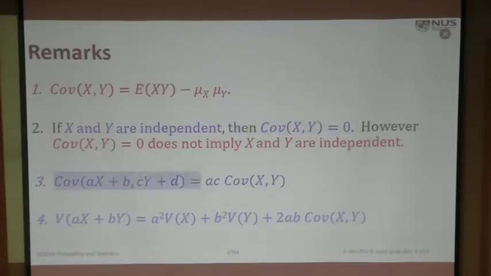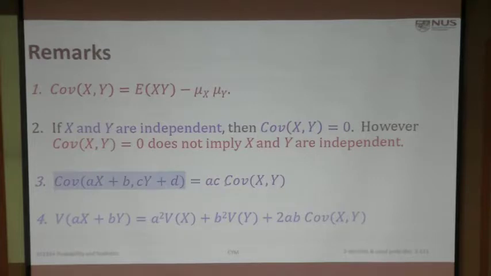The covariance, so if you take a linear combination, this is interesting. You take the covariance of aX + b and cY + d, where a, b, c, and d are constants. So I take the covariance of linearly transformed random variables X and Y. You can show that it's the same as ignoring b and d, and it's just a times c times the covariance of X and Y.